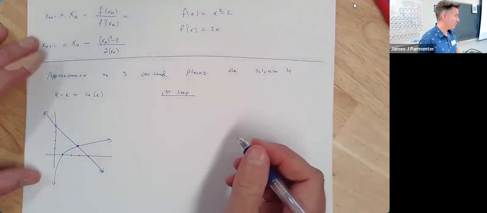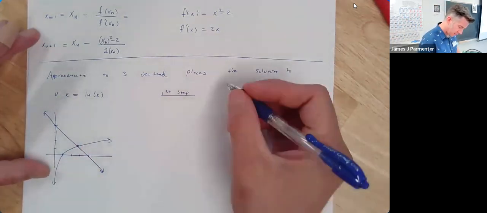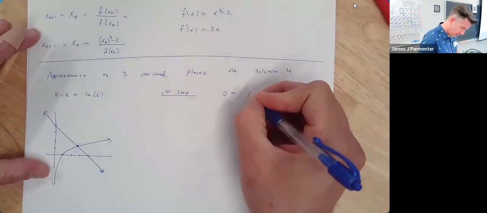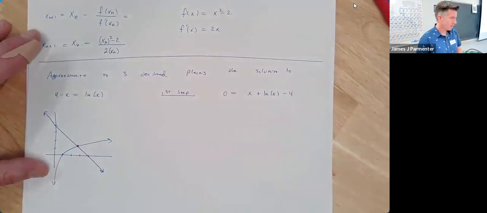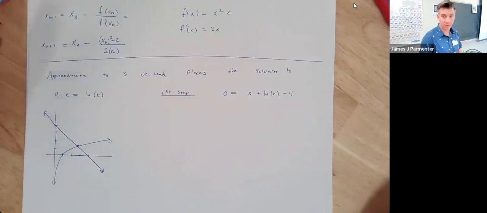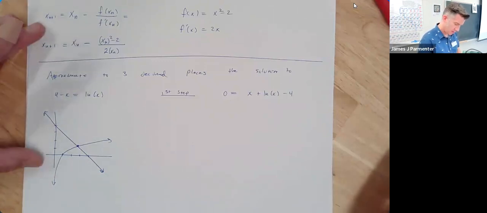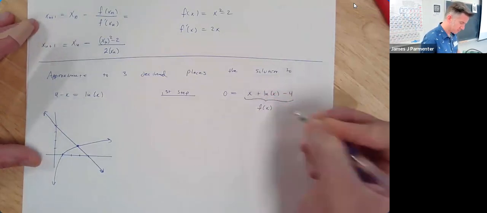I would bring everything to the right in this case. I like things being positive. I would rather have 0 equal to x plus the natural log of x minus 4, instead of negative natural log of x plus 4 minus x equals 0. I just would rather have fewer negative signs if I have a choice. Okay, so this here, that's our f of x.